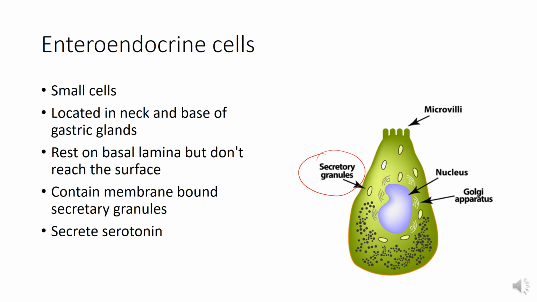Most of the enteroendocrine cells of the gastric glands are of the enterochromaffin cell type, and their function is to secrete serotonin, which enhances gastric motility and promotes gastric emptying.